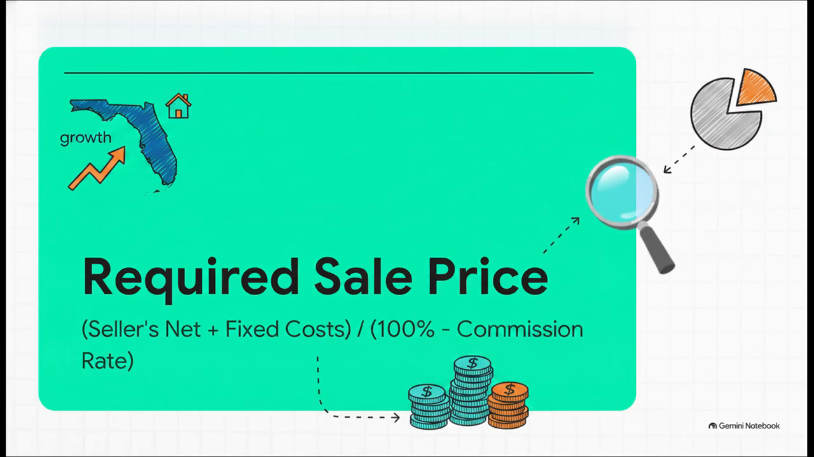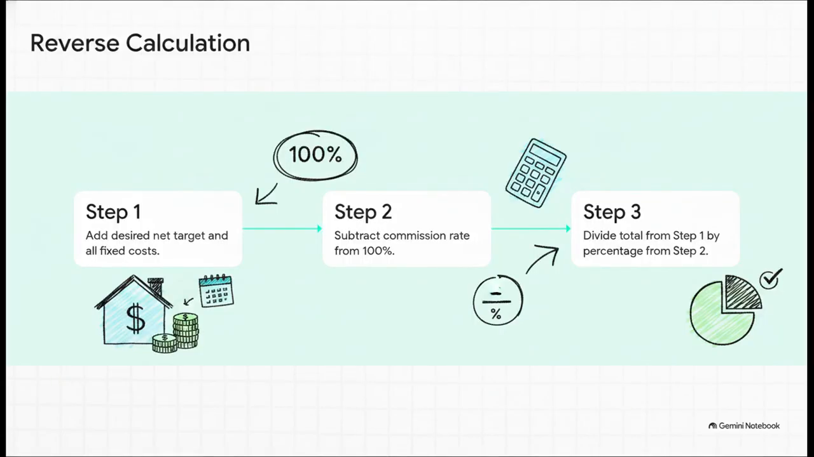Here is the golden rule. Because a broker's commission is a percentage of the final, unknown sales price, not a percentage of the seller's net, you have to use a reverse formula. You take the seller's net, add any fixed costs, and then divide that total by 100% minus the commission rate. I'm actually going to slow down here for a second because rushing through this specific math is the fastest way to blow a question.